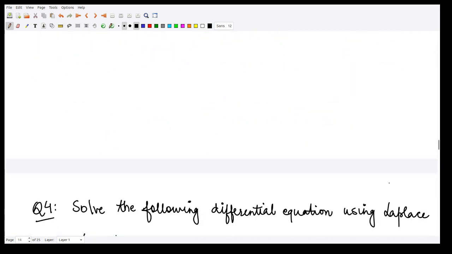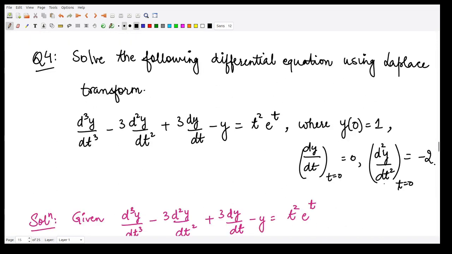And now let us have a look at our last question, which says solve the following differential equation using Laplace transform. So in this case, this third order differential equation is given to you, where y of 0 is given to be 1, the first derivative at the point t is equal to 0 is given to be 0, and the second derivative at the point t is equal to 0 is given to be minus 2. So this is given to us, and we have to find its solution.